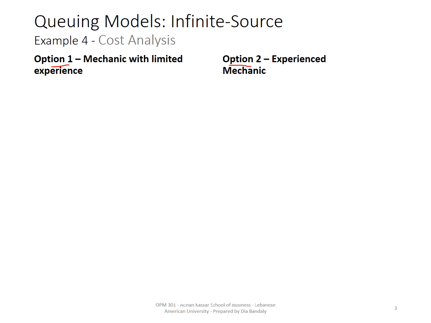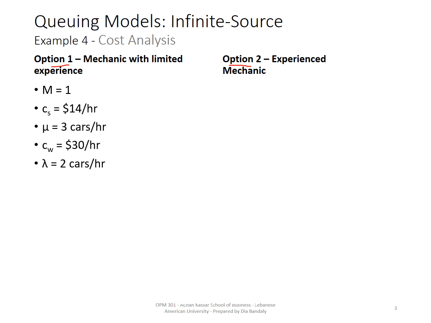So what do we know? As we have already extracted from the given in the previous slide, first m equals 1 for option 1 because it's only one mechanic. CS is $14, mu is 3, CW is 30. It's the same for both options, but I'm going to write them down here on both sides so that everything will be clear for you. And lambda is 2. Since we have lambda and mu, I'm going to show the ratio here because we're going to use it.